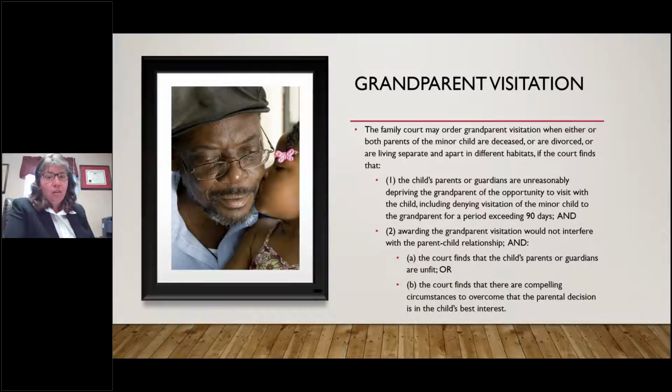And the following: awarding the grandparent visitation would not interfere with the parent-child relationship, and the court finds that the child's parents or guardians are unfit, or the court finds compelling circumstances to overcome the presumption that the parental decision is in the best interest of the child. So what does that mean?